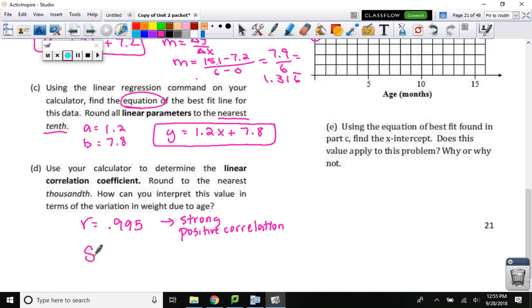So the age and rate have a strong correlation.